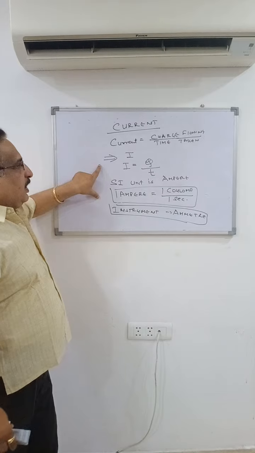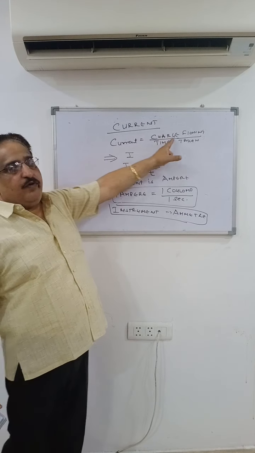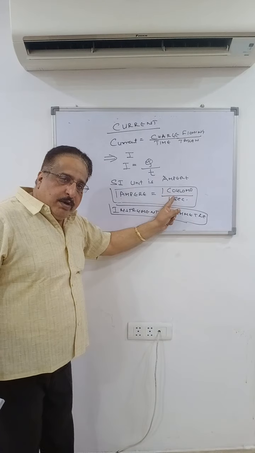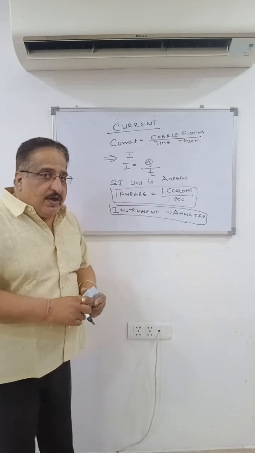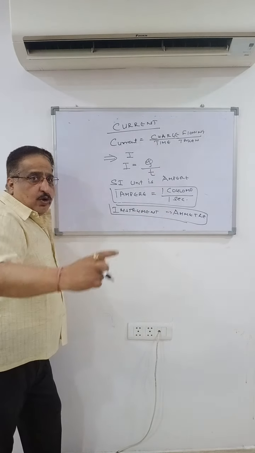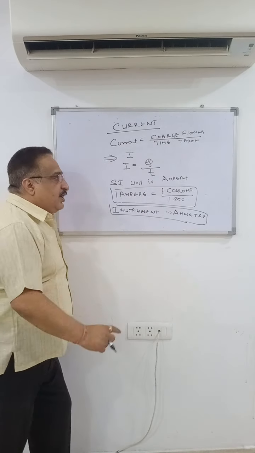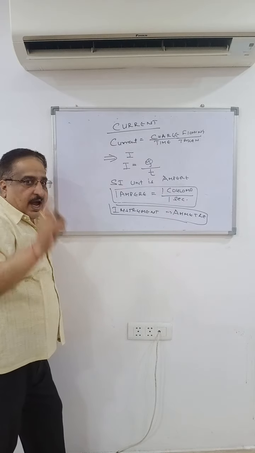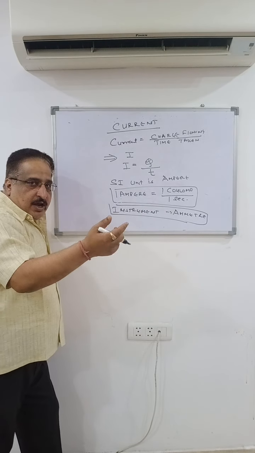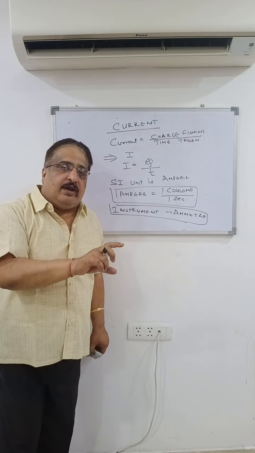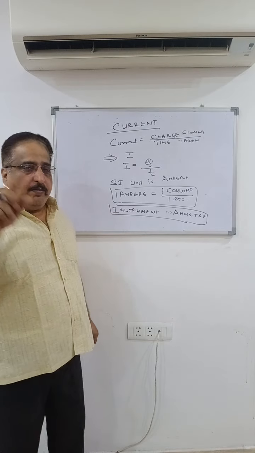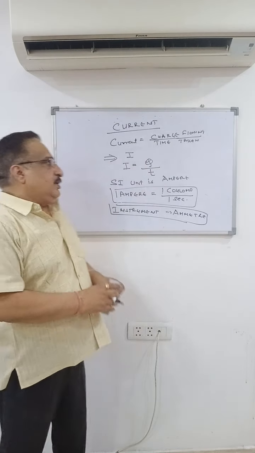So this is what current is. Current is charge flowing per unit time. Charge upon time, the unit of charge is coulomb, that of time is second. Now, if in a numerical you get the charge in millicoulombs or microcoulombs, first of all you will have to convert it into coulombs. The time definitely has to be converted into seconds. If it is given in hours, multiply by 3600 to get it in seconds, or if it is given in minutes, multiply it by 60 to get it in seconds.